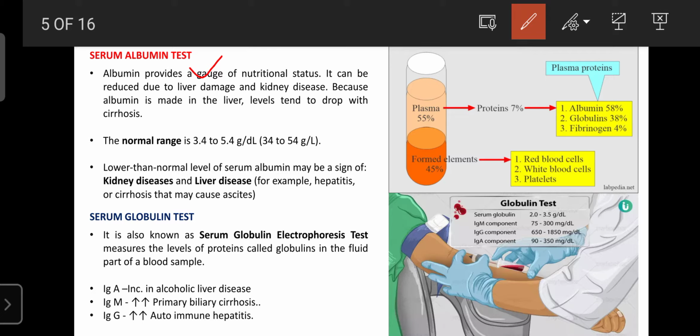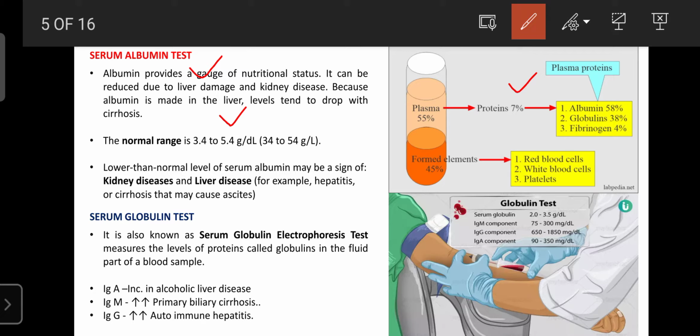Okay, the normal range of albumin is 3.4 to 5.4 grams per deciliter. Regarding percentage, the plasma proteins in our blood are 7%. Among that 7%, 58% is albumin, 38% is globulin, and 4% is fibrinogen. That's why total protein means albumin plus globulins. So this assessment of serum albumin is helpful to assess the liver function.